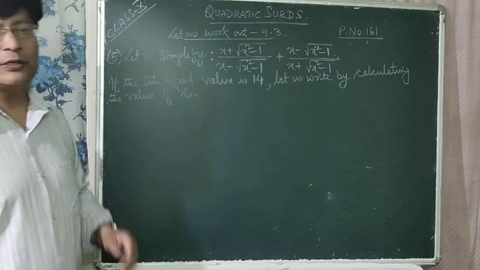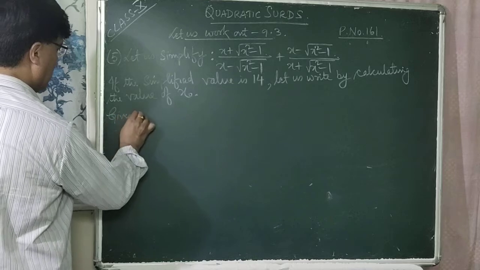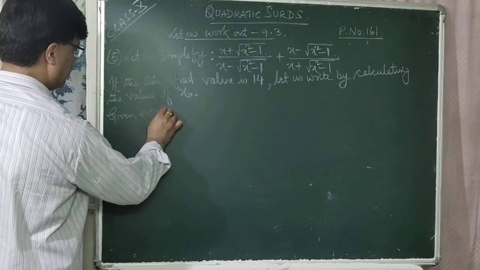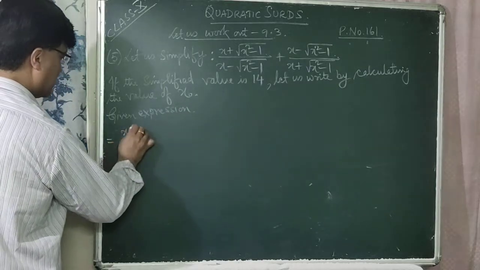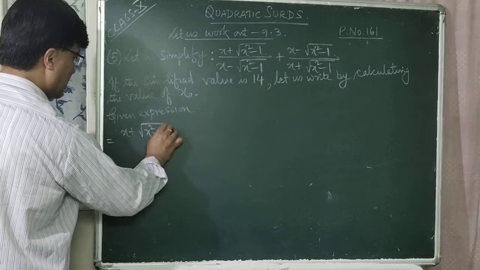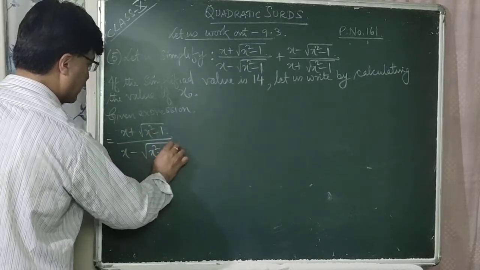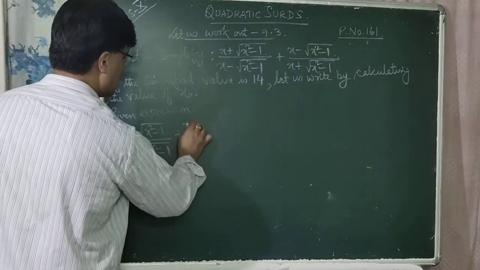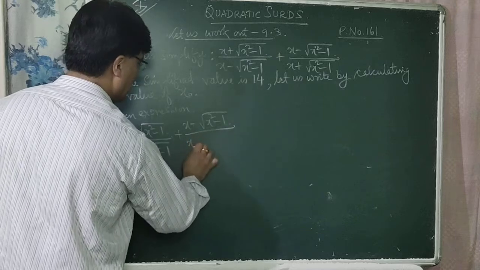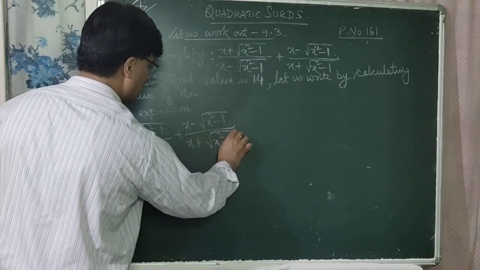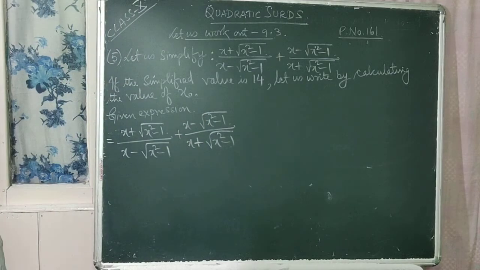Now first of all, you have to simplify the given expression. Okay, so write down the given expression is equal to, what is it? Let us write it. (x + √(x² − 1)) / (x − √(x² − 1)) plus (x − √(x² − 1)) / (x + √(x² − 1)). Okay, now let us simplify it.